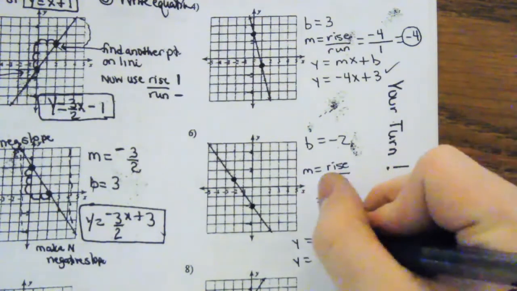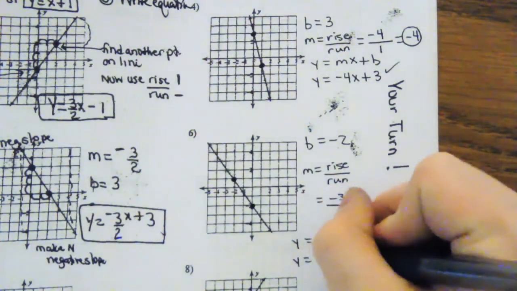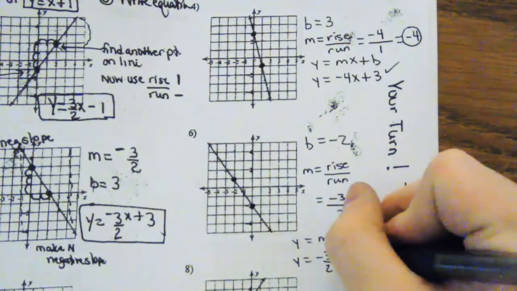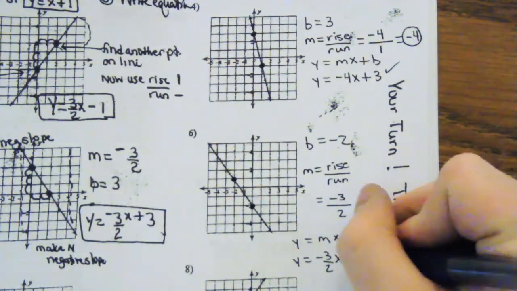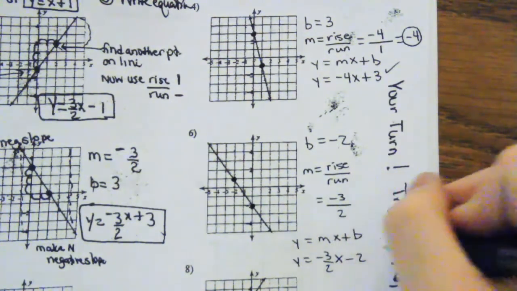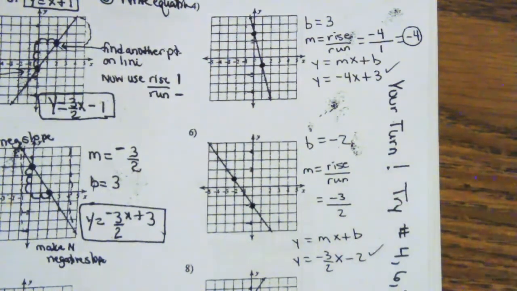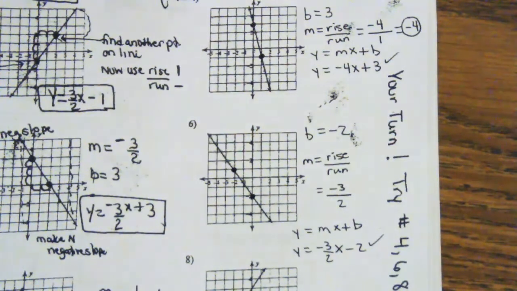My slope is going to be m, -3/2, x plus b, which is -2. So that's going to be my slope-intercept form. And if I wanted to, I could take that slope-intercept form and turn it into standard form by getting x and y on the same side. But I'm going to leave it as slope-intercept form for now.